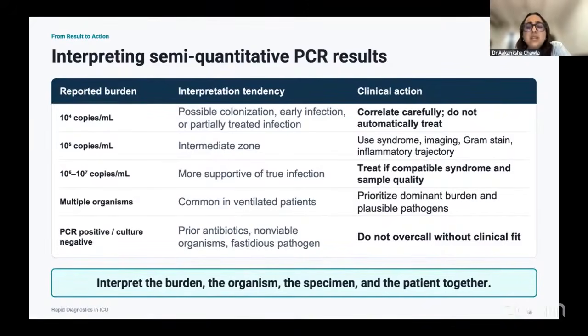So always correlate carefully and do not automatically start treating because certain copies have been shown on your PCR results. Similarly, 10 raised to the power 6 or 7 copies per ml is more supportive of true infection. Treat if there is a compatible syndrome and good sample quality also. So you must remember all this, always correlate clinically before just looking at the report and jumping onto treatment.